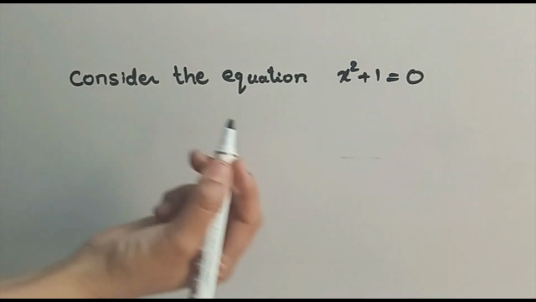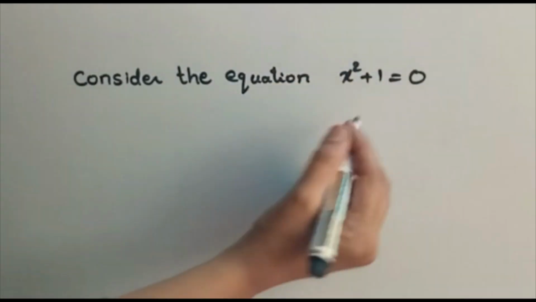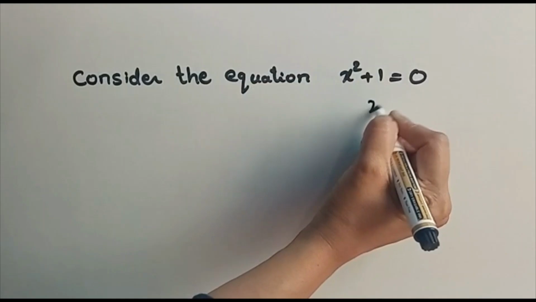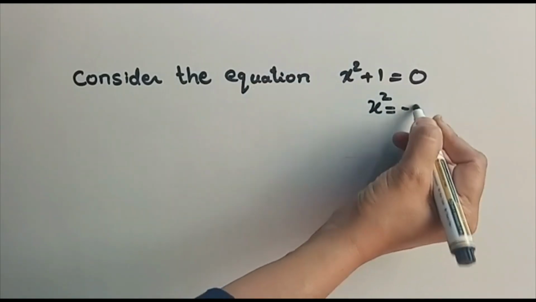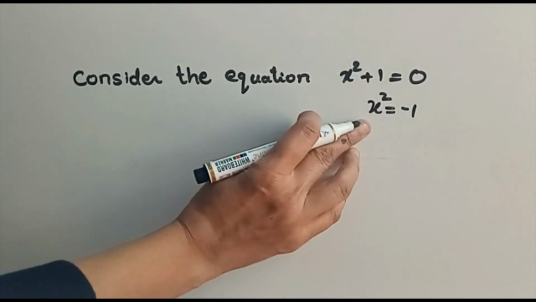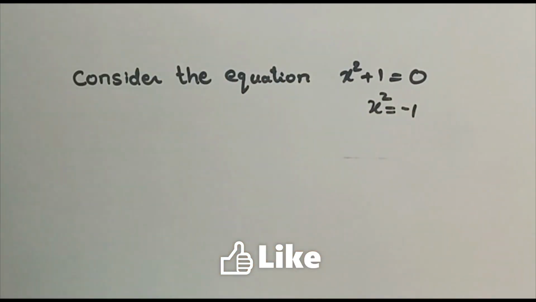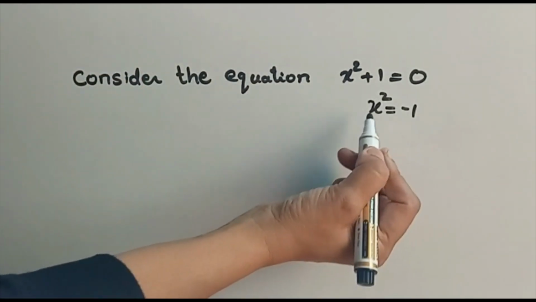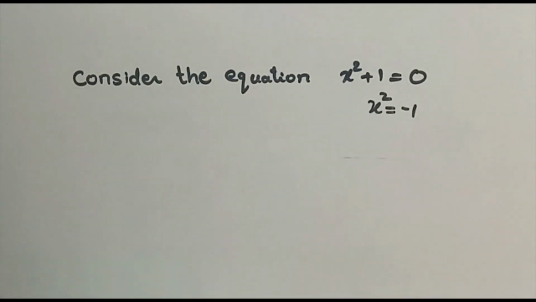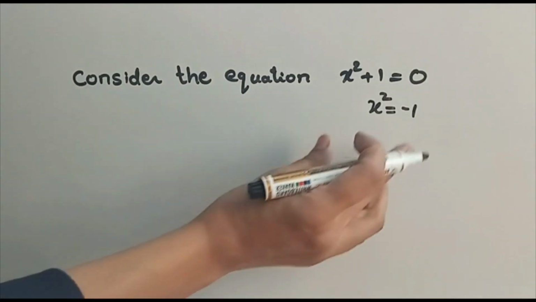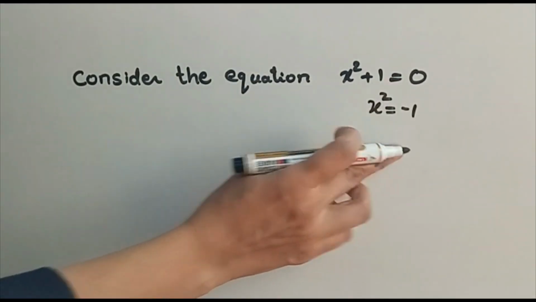x square plus 1 is equal to 0. This equation we can write as x square is equal to minus 1. Is there any real number whose square is minus 1? Is this possible? No. This means this equation has no solution.